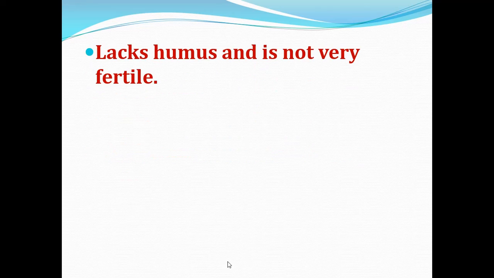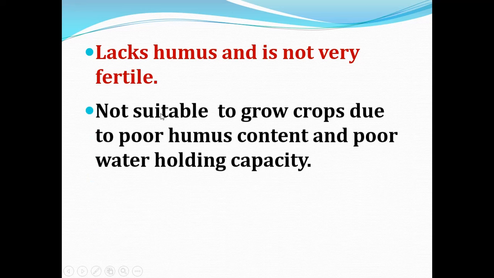And next characteristic of the sandy soil is it lacks humus. So humus is absent. Humus is the organic substance formed due to the dead and decayed matter, which is useful for the growth of plants. So in the sandy soil, humus is absent and it is not very fertile. So as the humus is absent, the soil is not fertile.